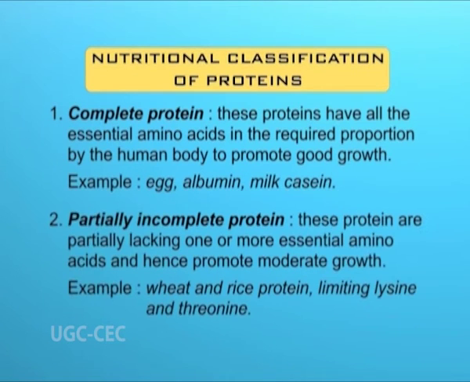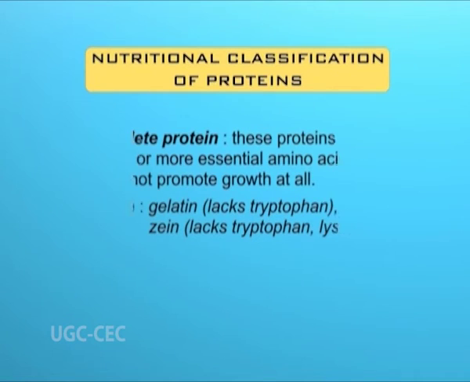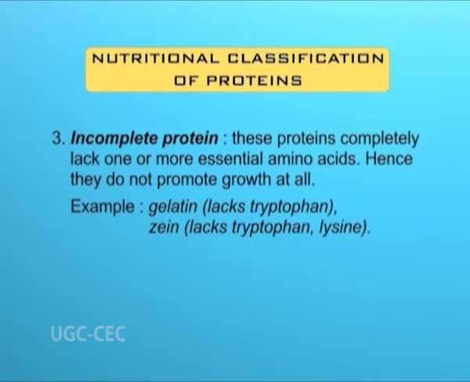Number 2, partially incomplete protein. These proteins are partially lacking one or more essential amino acids and hence promote moderate growth. Example, wheat and rice protein, limiting in lysine and threonine. Number 3, incomplete protein. These proteins completely lack one or more essential amino acids. Hence, they do not promote growth at all. Example, gelatin lacks tryptophan and zein lacks tryptophan and lysine.